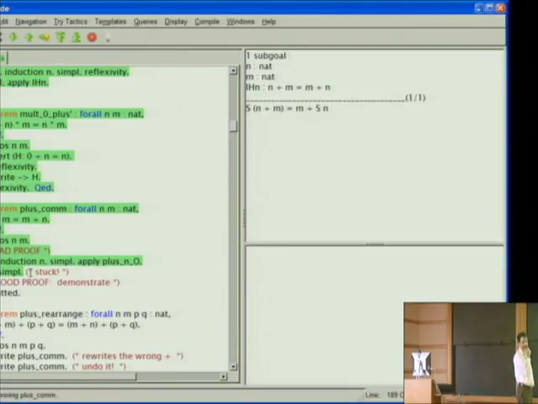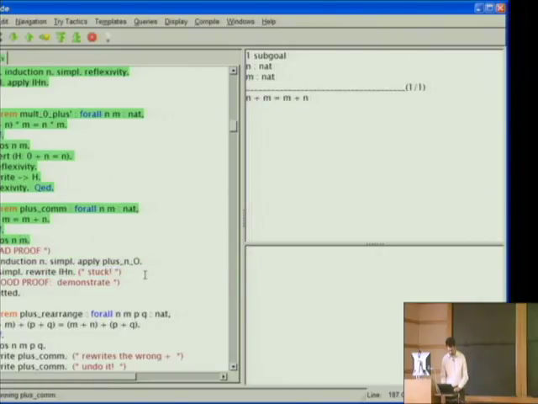Why is it a dead end? What have I done wrong? Well, I can rewrite by the induction hypothesis. That's fine. But something's wrong. Okay, so I'll show you what I did wrong. I have the wrong m here. So here's what I should have done.